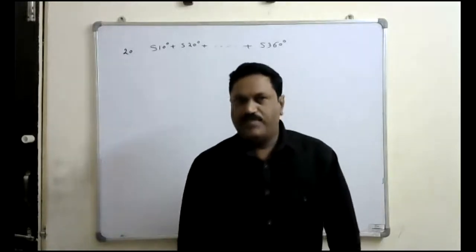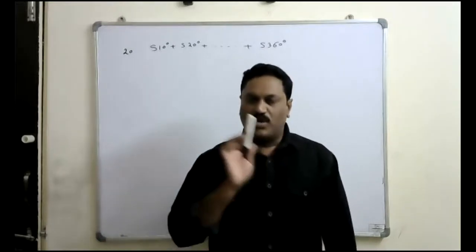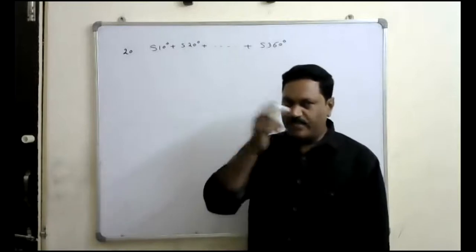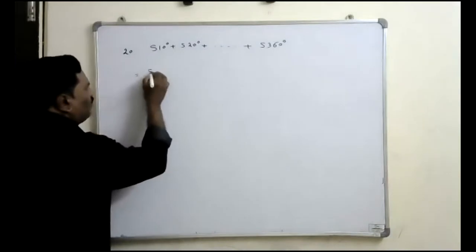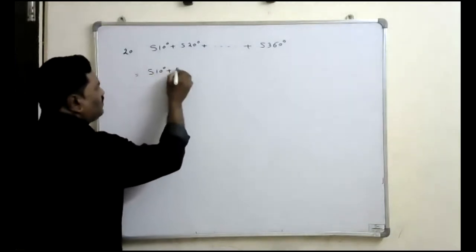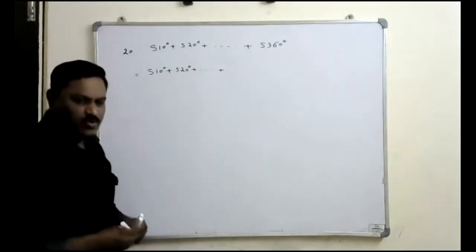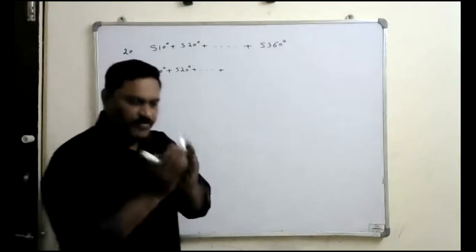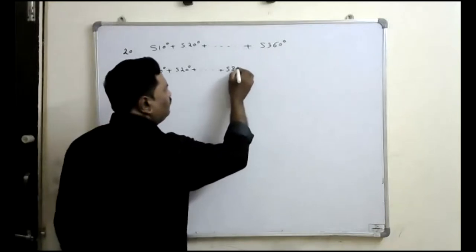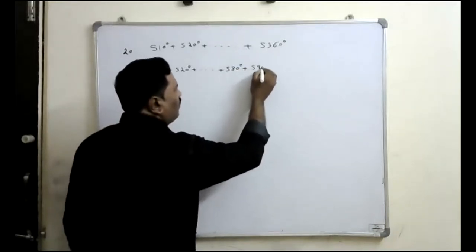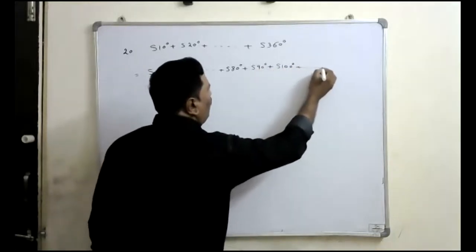Up to 360 means in between we will have the quadrant angles 90 degree, 180 degree, 270 degree. That's why we express this as sine 10 degree plus sine 20 degree plus and so on. The first quadrant angle is 90 degree, so before 90 we have 80 degree: sine 80 degree plus sine 90 degree. After 90 we have 100 degree plus and so on.